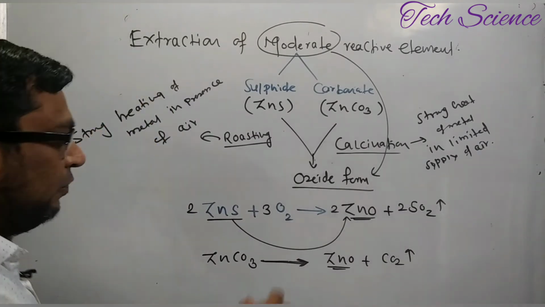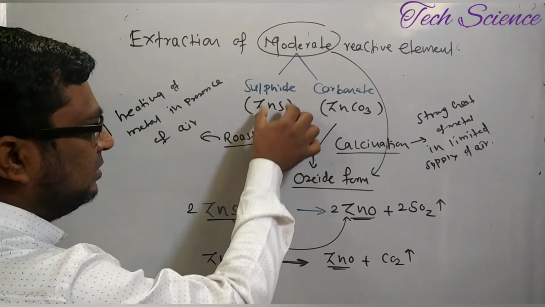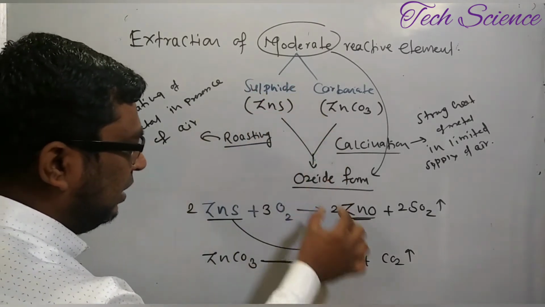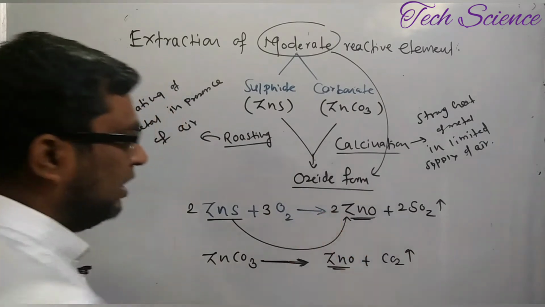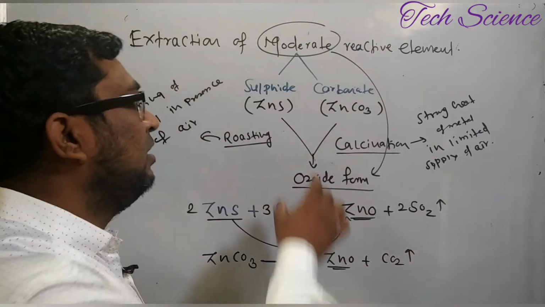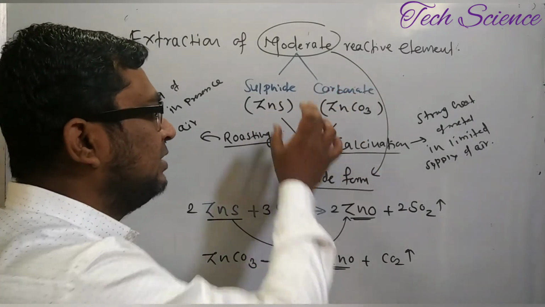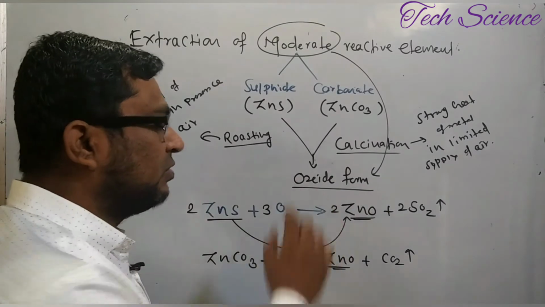So this is the proof of how the roasting process converts the sulfide ores into oxide form, as well as how calcination converts the carbonate ore into its oxide form. So we have done 50% of the work here. What we did exactly: we took a moderately reactive element, for example zinc, which is in sulfide or carbonate ore, and converted it to the oxide form.